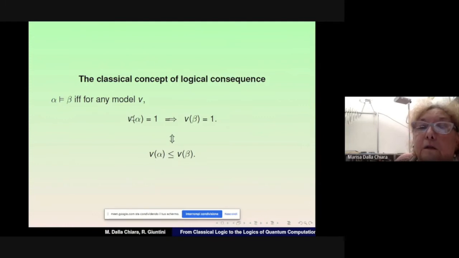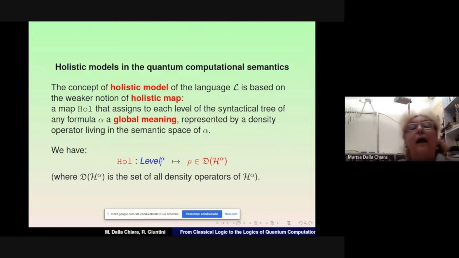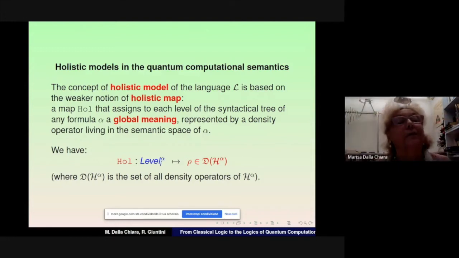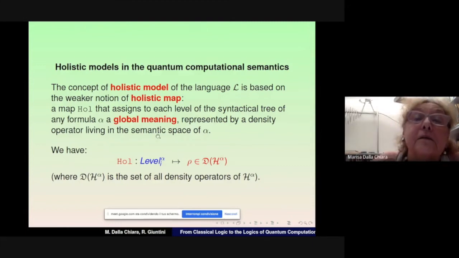This condition is, of course, equivalent to the fact that, since we have two truth values, the truth value of alpha is less than or equal to the truth value of beta. And now let us turn to our quantum computational semantics, that is a little bit more complicated.